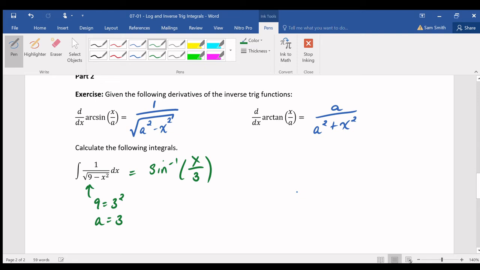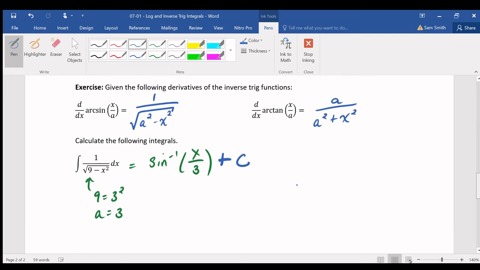Now take a moment. Is this actually the correct answer for this problem? And the answer is no, and of course what is missing here is the plus c to indicate that this is not just my favorite antiderivative, this is a description of all possible antiderivatives. Don't forget that plus c.